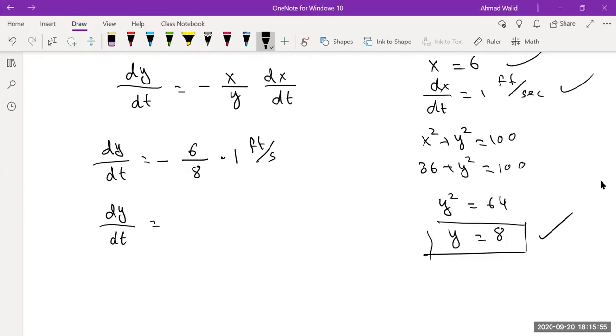dy/dt equals, simplify, negative. If you simplify by 2, you end up with 3/4 feet per second. That's the rate of change of the corner of the ladder that goes down. How fast? Negative 3/4. Why negative? Because you are going down.